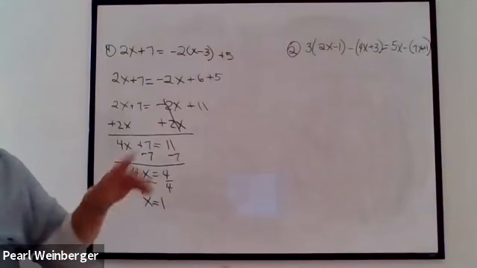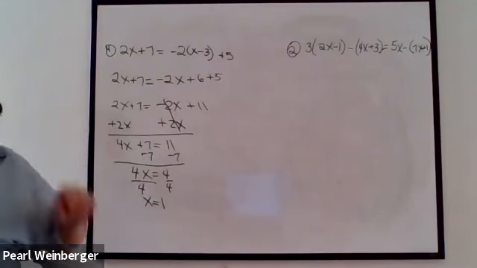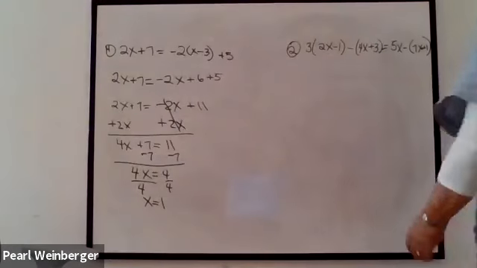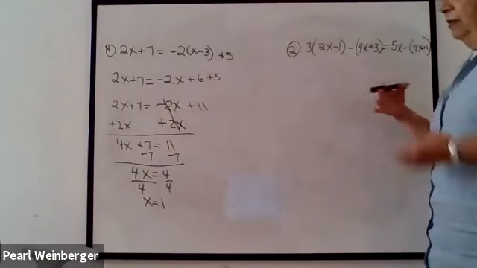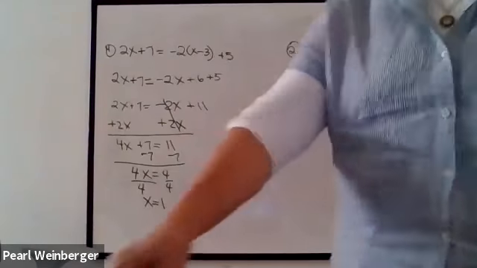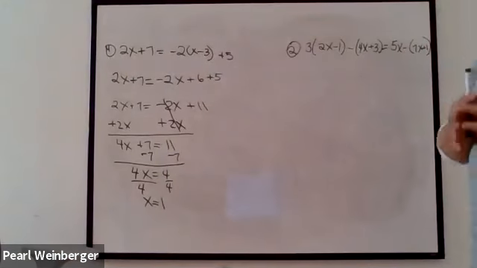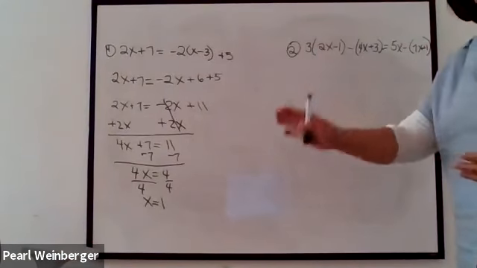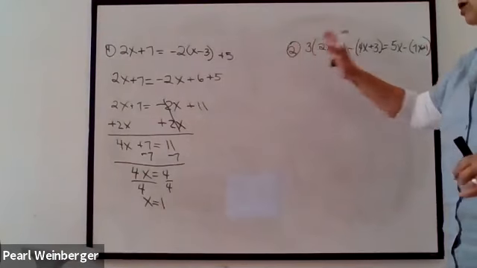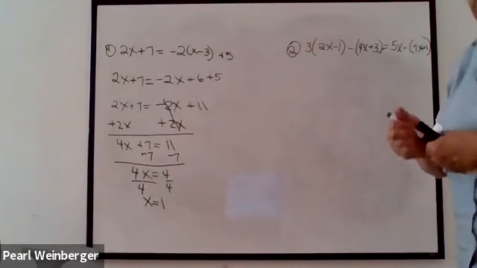Does anybody want more time to work on that problem? Okay, since nobody seems to indicate that they need more time, let's work on this together. Again, the process is going to be the same. We're going to remove the parentheses. We're going to get all the x's to the left side, all the numbers to the right side, and then we're going to divide by the coefficient of the x.